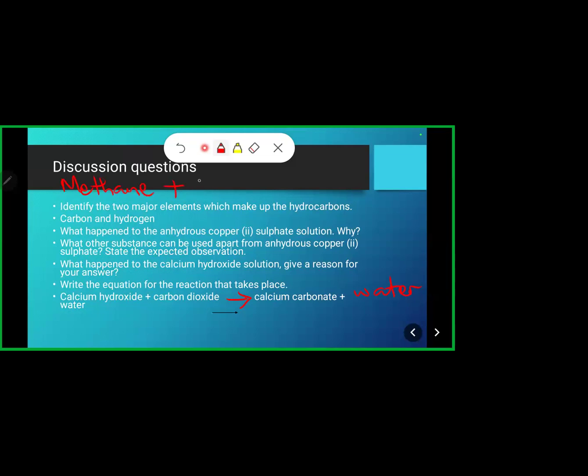plus oxygen, so you can write the word equation, giving us carbon dioxide gas plus water. Such that it can let you know that when you burn a candle in oxygen, it will give you carbon dioxide gas and water. So I hope that is clear.